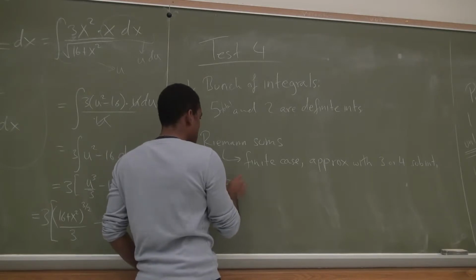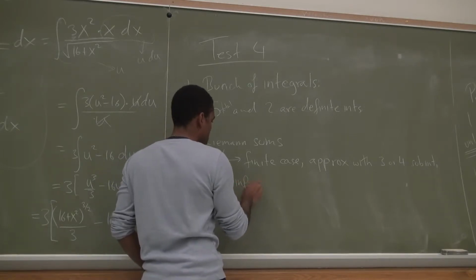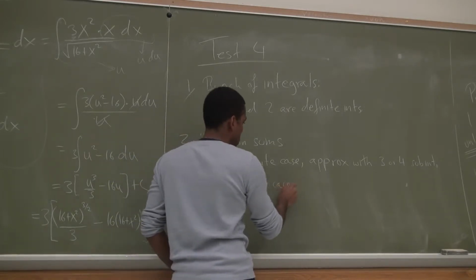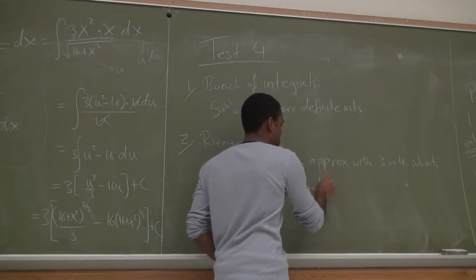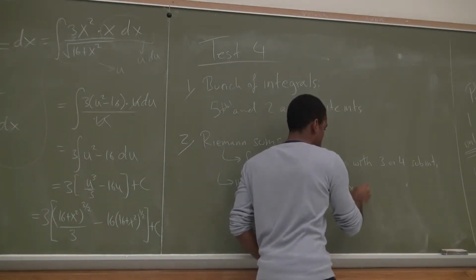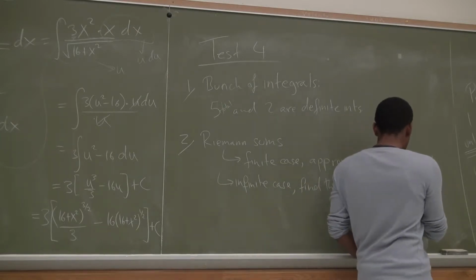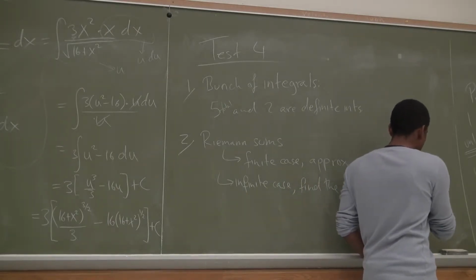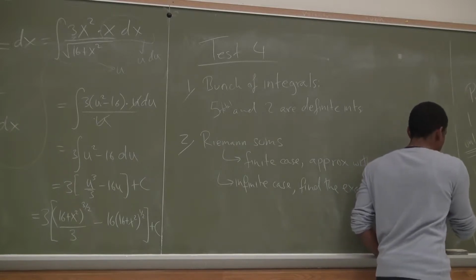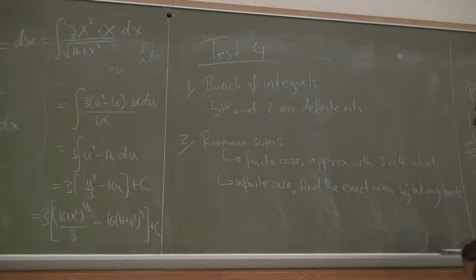I'm also going to ask about the infinite case. Find the exact area. Wait, do we have to finish the limit? Yes, by taking limits. So that you'll definitely have to know. I think that's one question. So part A is like approximate, and part B says find the exact area.